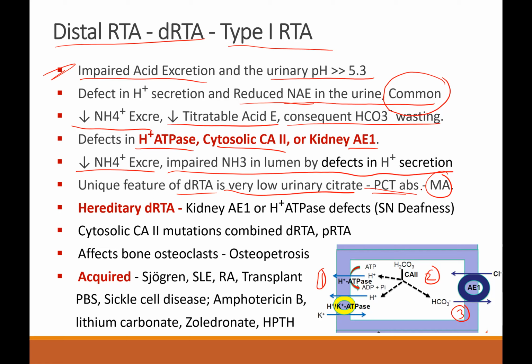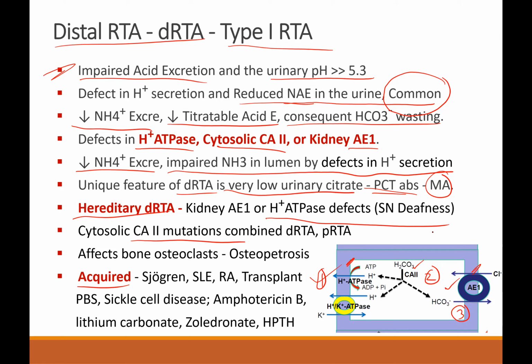And again, this can be hereditary and this can be acquired. What are the hereditary causes? Kidney AE1 defect could be here, or it could be HATPase. And if it is HATPase, it is associated with sensorineural deafness also in these people. Sometimes cytosolic CA2 mutation also can occur. So hereditary, there could be a defect in the AE1, a defect in the HATPase, or a cytosolic CA2 mutation can also occur.